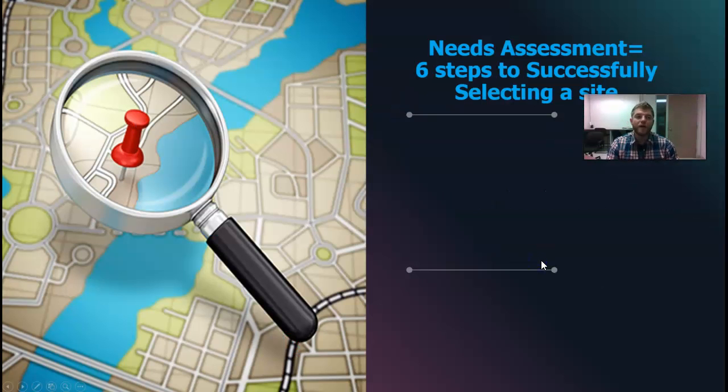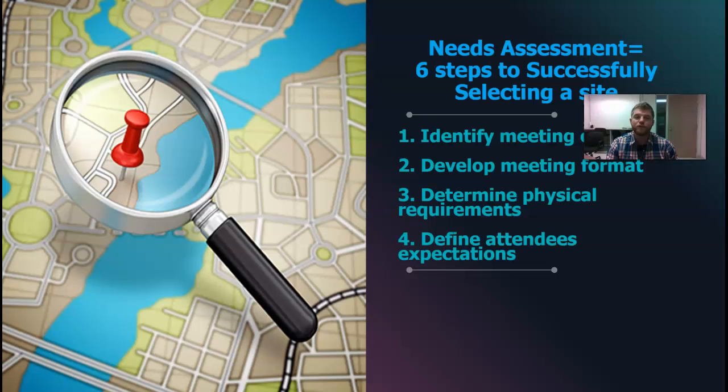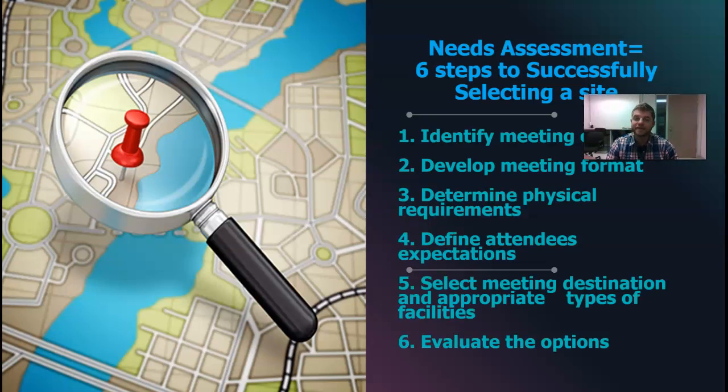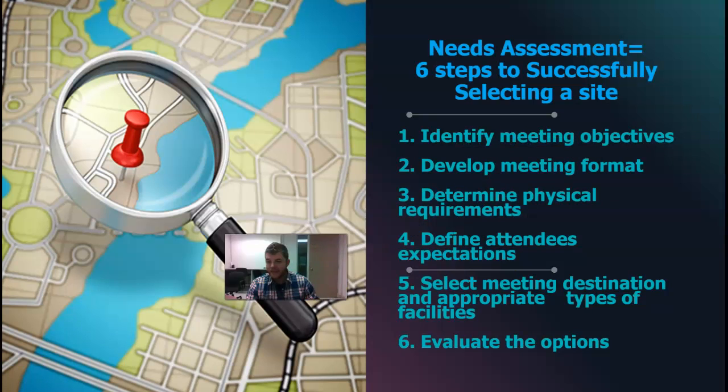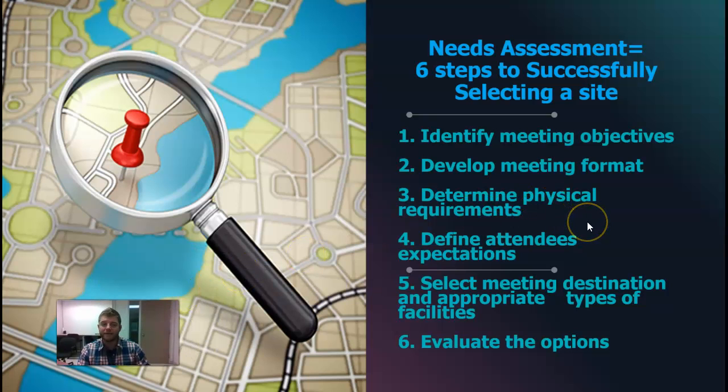Which brings us to the 6 steps that you need to follow to successfully select a site. Now I'll just introduce these briefly and then I'll break down each one a little bit more in detail. First, you want to identify your meeting objectives. What are we trying to prove? What are we trying to accomplish? Develop how the meeting will be held. And by meeting, I just want you to know that a meeting could be a 30-minute event. A meeting could be a 3-day event. So the word meeting is used very loosely.